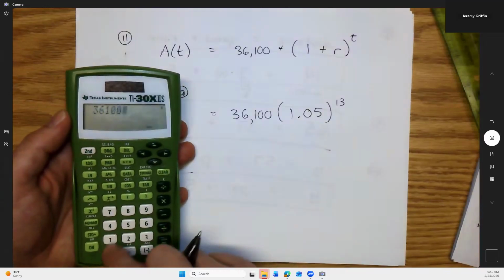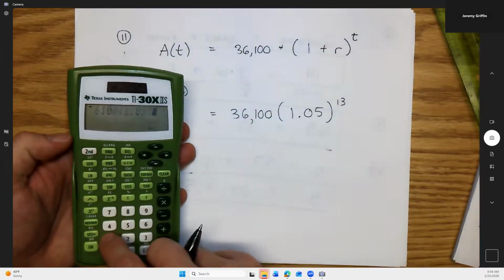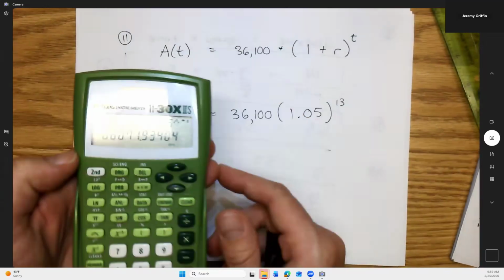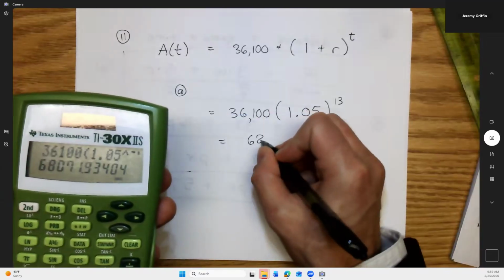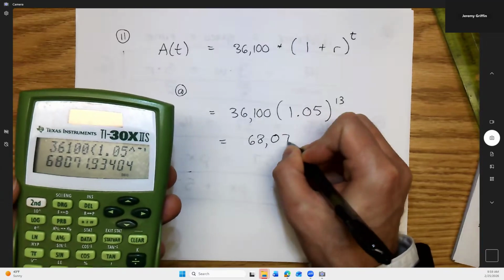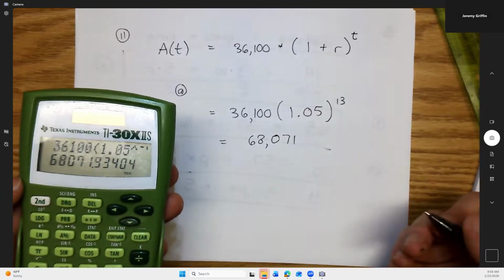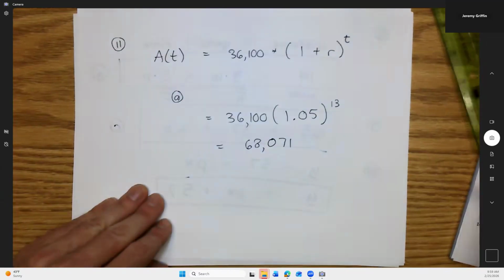At 36,100 times 1.05 to the power of 13. Yep, there it is. $68,071. It's right there. Okay, that's what we need. Okay, number 12.